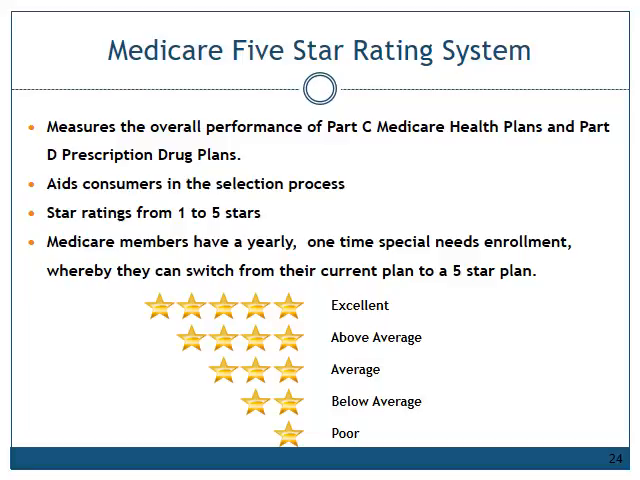Medicare 5-Star Rating System. Measures the overall performance of Part C Medicare health plans and Part D prescription drug plans. Aids consumers in the selection process. Star ratings from 1 to 5 stars. Medicare members have a yearly, one-time special needs enrollment, whereby they can switch from their current plan to a 5-star plan. 1 star equals poor. 2 stars is below average. 3 stars is average. 4 stars is above average. 5 stars is excellent.